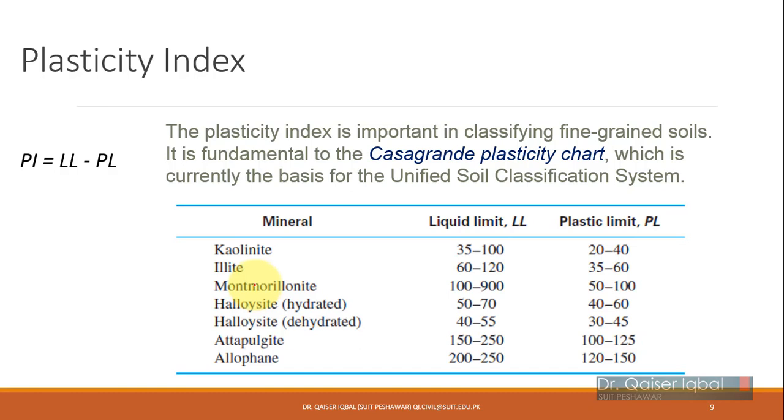Now, previously we discussed the liquid limit, and we said that it's the limit at which the soil will stop behaving as a liquid and turn into a plastic. And today we discuss the plastic limit, the limit at which you further reduce the moisture content and the soil will stop behaving as a plastic soil and turn into a semi-solid.